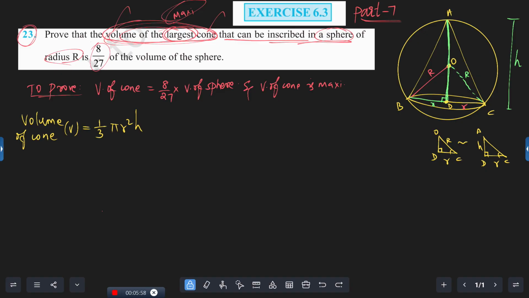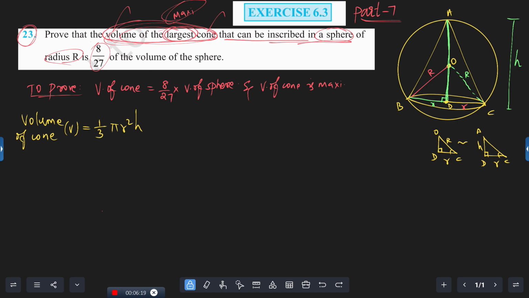Anything else? No idea. By using similar triangles, it's not yet coming. Or Pythagoras theorem is possible, no? Then what about this one? This one we should find. OD equals what? You must know.